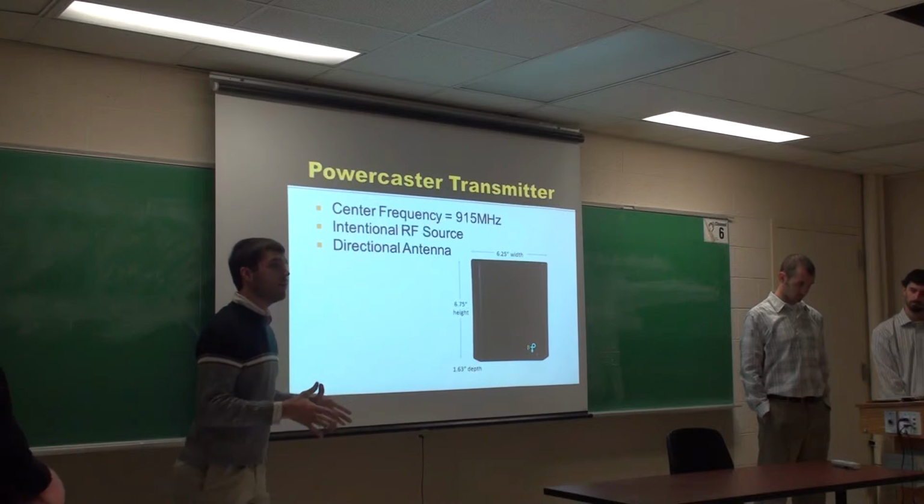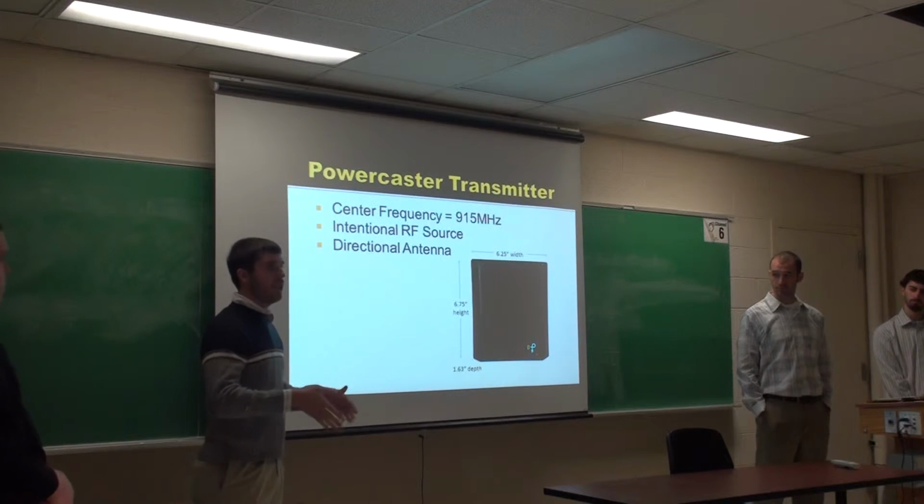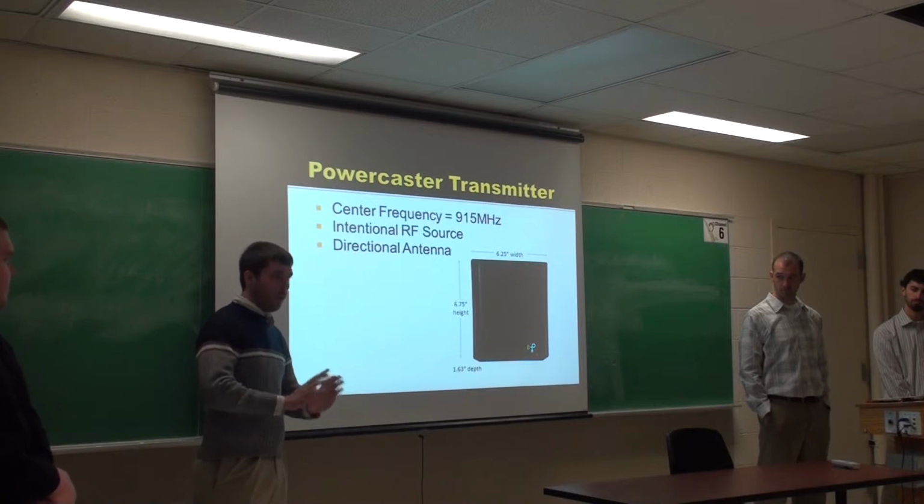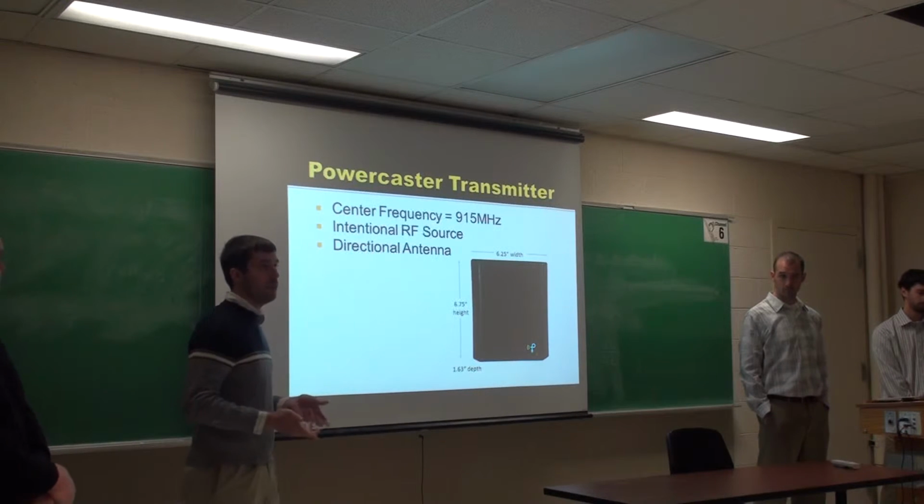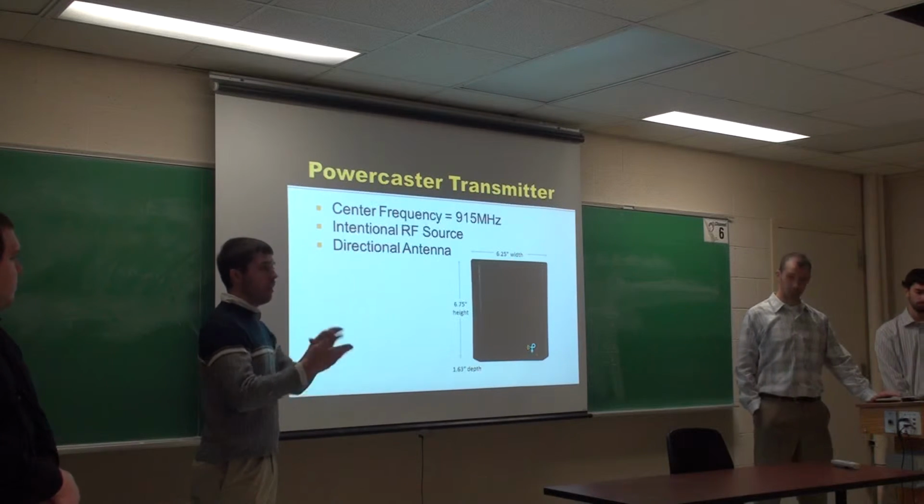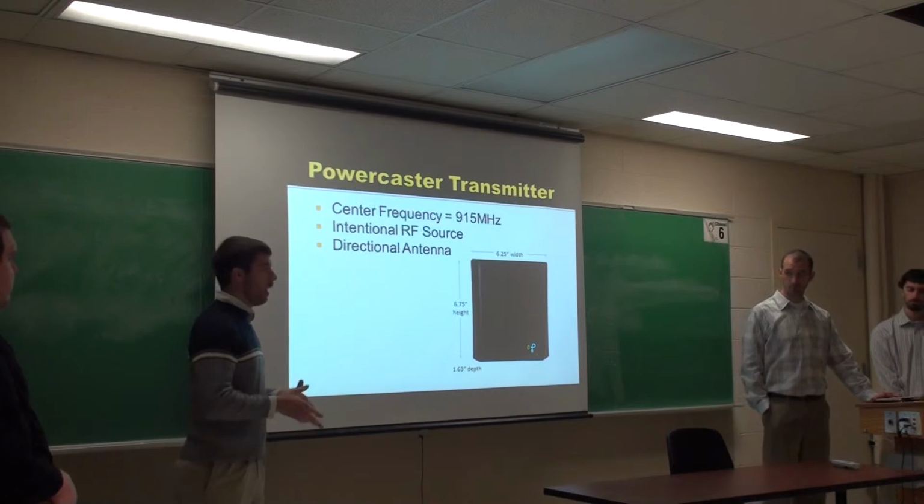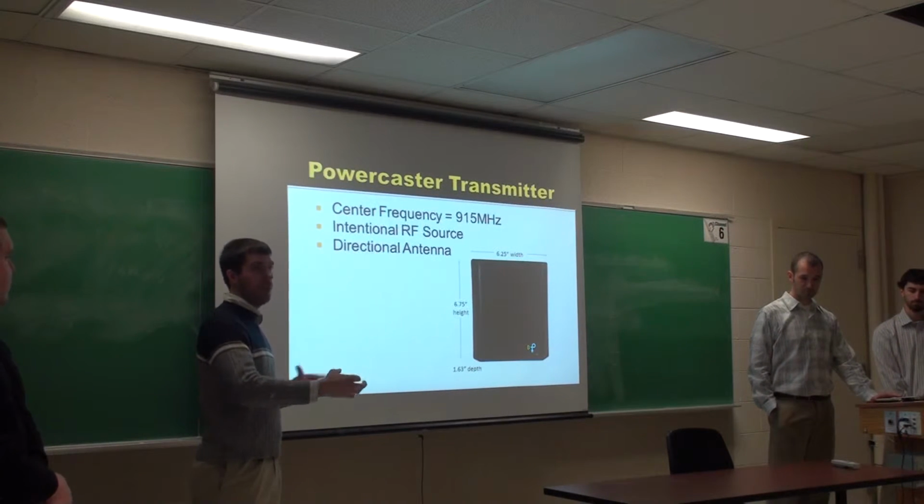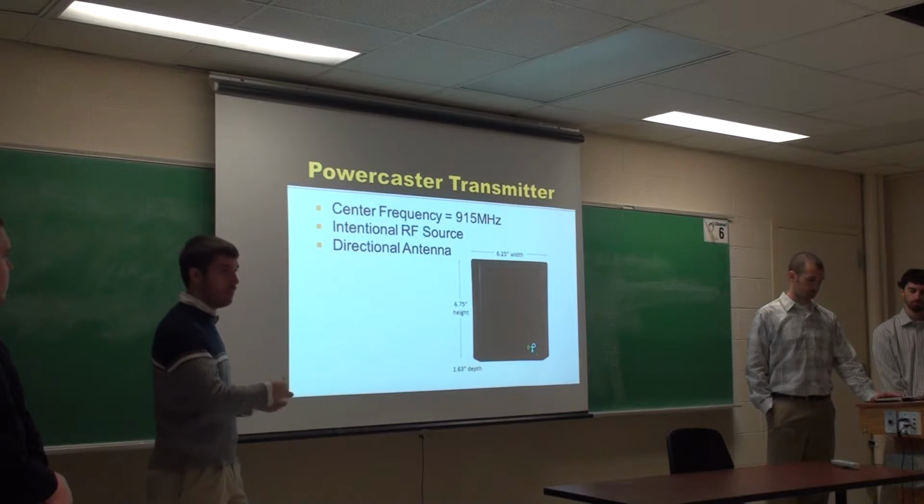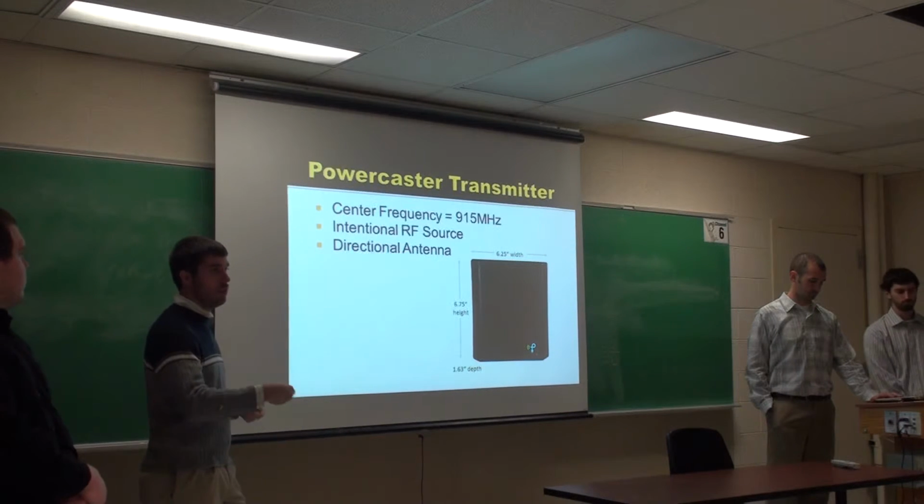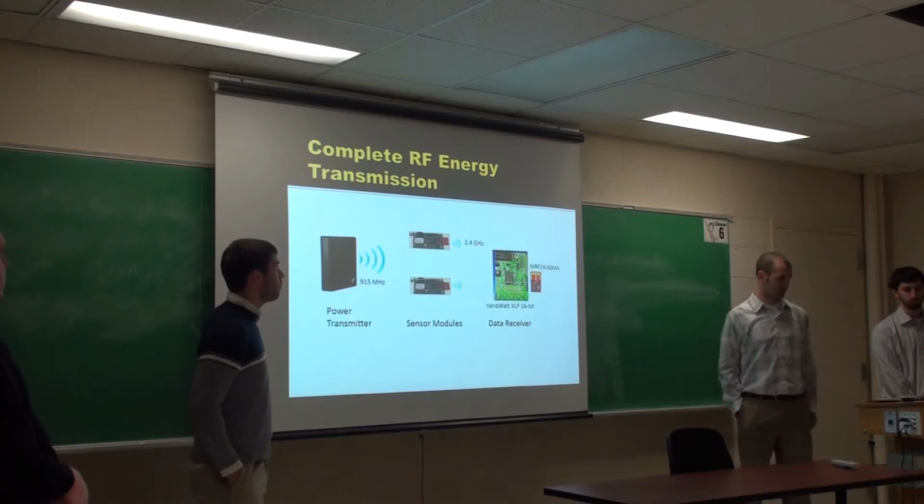It's a directional antenna, so you want to have this transmitter pointed directly towards the location of where the sensors are being placed within the room, and there's a particular angle at which it will transmit. Ideally, you want to have it placed right in front of it, so that way it can successfully transmit that RF signal to get the DC power that we need.